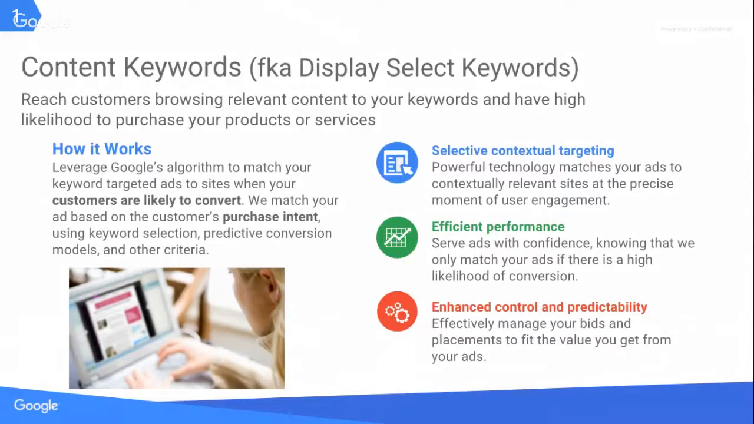First on the list we have is content keywords, also formerly known as display select keywords. Google's algorithms match your ads to relevant websites based on the context of the keywords that you're providing. A quick example here would be, let's say your keywords revolve around sports. Then your ads will be eligible to serve on publisher websites like sports news, sports blogs, e-zines, sporting event sites, absolutely anything and everything that you can think around sports.